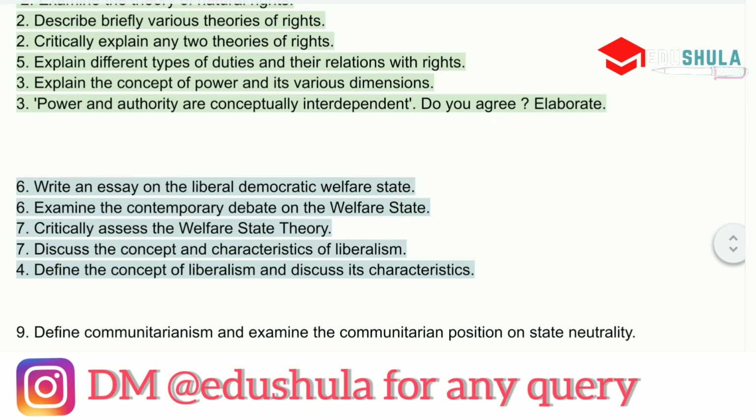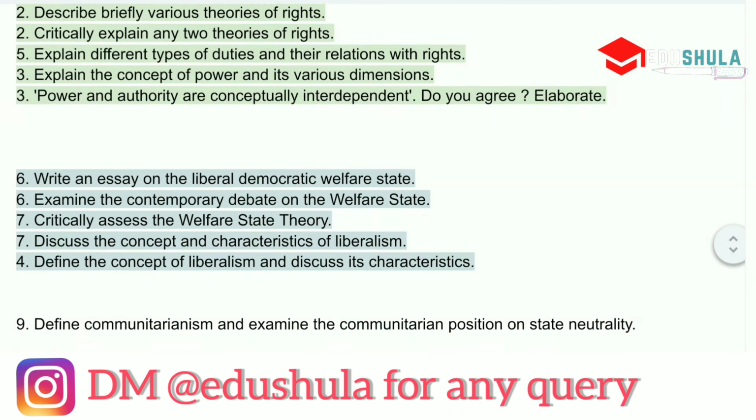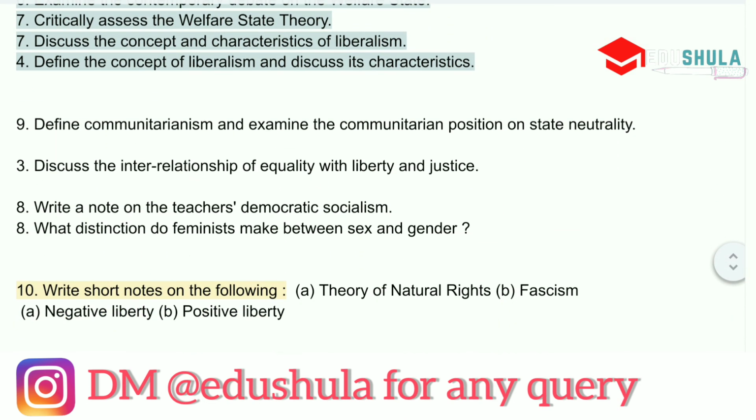Write an essay on the liberal democratic welfare state. Examine the contemporary debate on the welfare state. Critically assess the welfare state theory. Discuss the concept and characteristics of liberalism. Define the concept of liberalism and discuss its characteristics.